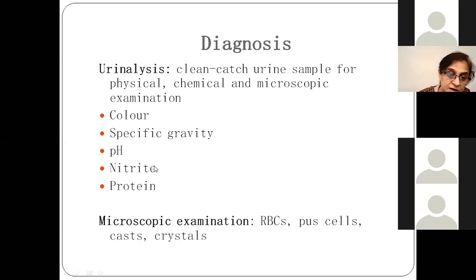Then nitrites are present in case of Enterobacteriaceae. Nitrites are present in the urine, and protein can also be present.